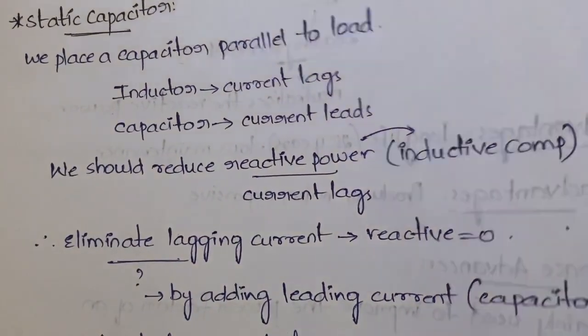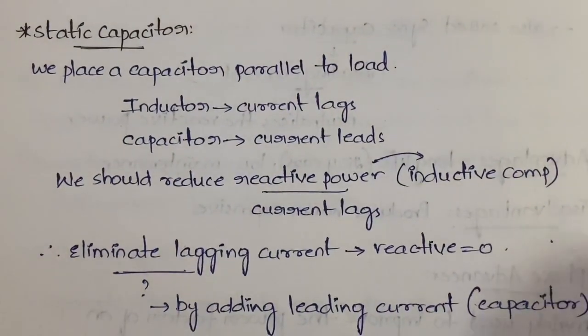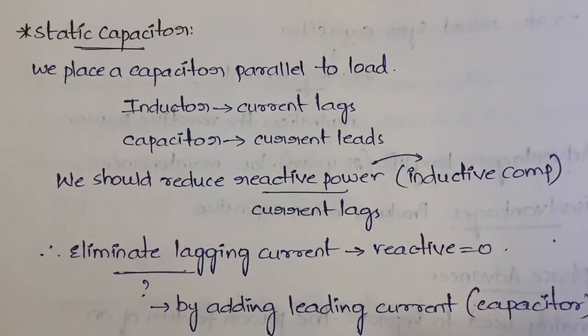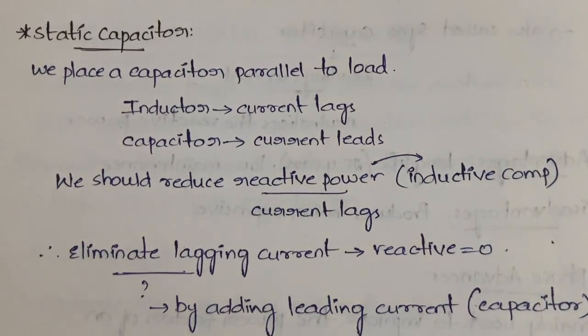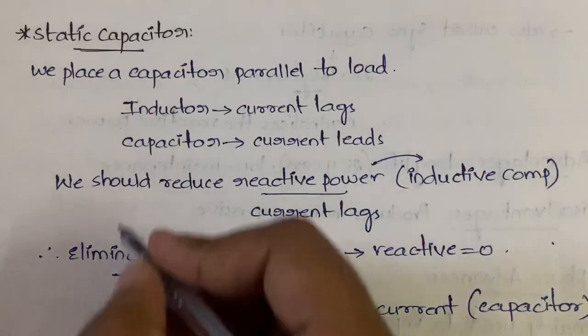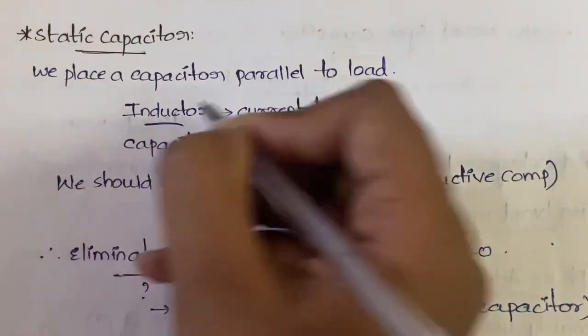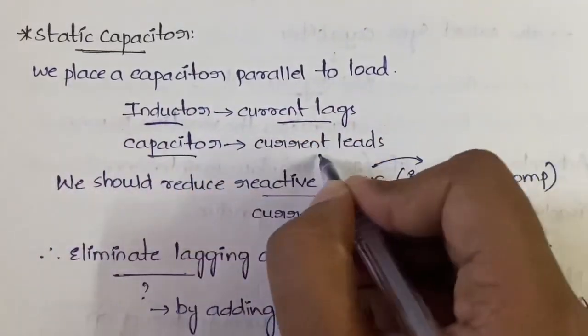So first is by using the static capacitor. With a static capacitor, you will have the load, right? You will be placing a capacitor in parallel to that load. Before that, you need to understand one simple concept, which is the inductor. In an inductor, current will lag. In a capacitor, current will lead.